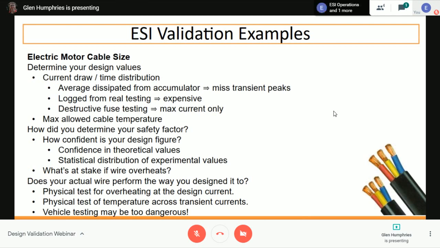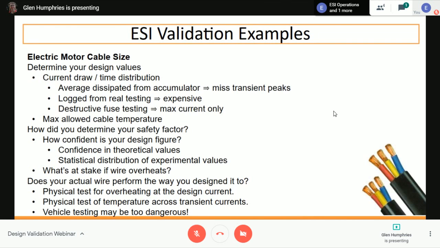So, validation question 1, here we go again, determining your design values. You can calculate them theoretically from your motor capacities or your inverter output. You can also calculate them theoretically from how long it takes your accumulator or your battery to be emptied. But of course, with that, you miss things like the transient peaks, the spikes in the load, and you're just assuming a lower average load. You can data log it from real-world testing if you've got the facilities and the resources to do that. That's fantastic. That's very accurate and very impressive.